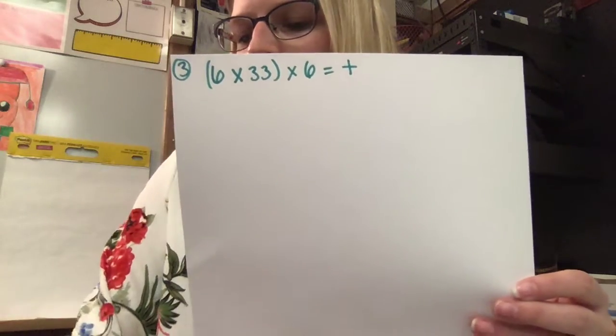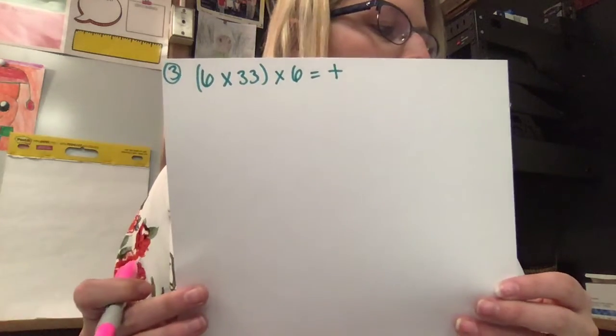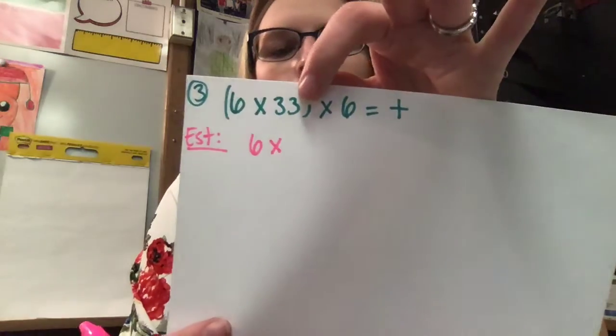And then on our journal, it asks for what's an estimate. And remember, estimations, we just kind of round those numbers so it's easier for us to mentally solve. So I think I'm going to leave 6 alone, but I'm going to round that 33 into a 30. I'm going to round it down so that it's easier for me. And then I think I will keep that 6 the same as well.